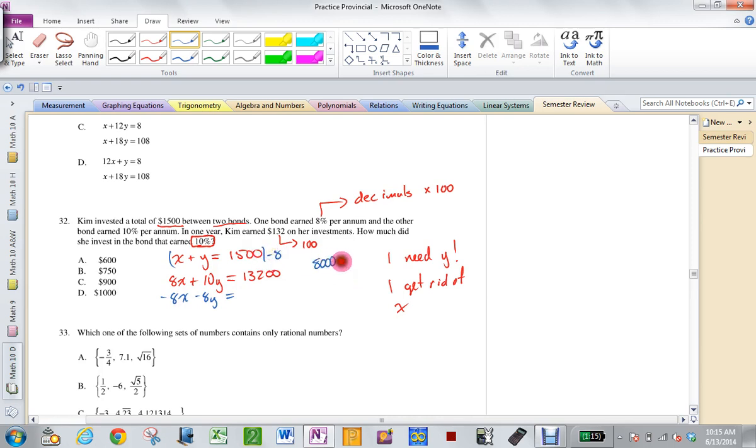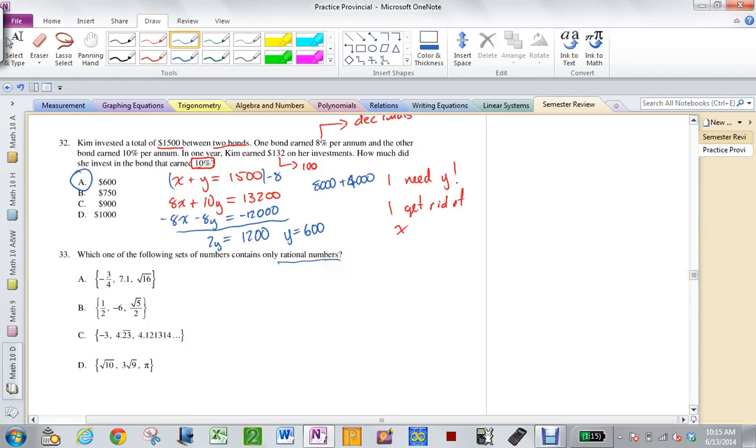negative 12,000 (8,000 plus 4,000). And then I add them. 2y equals 1,200, so y equals 600. And I look over here and I see that indeed, there is a 600.